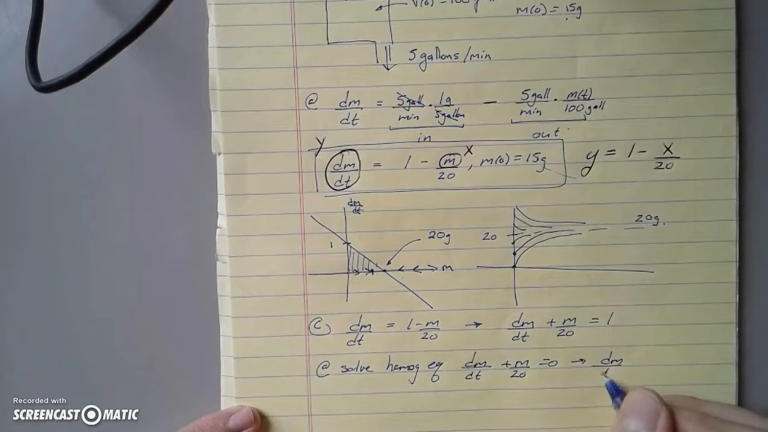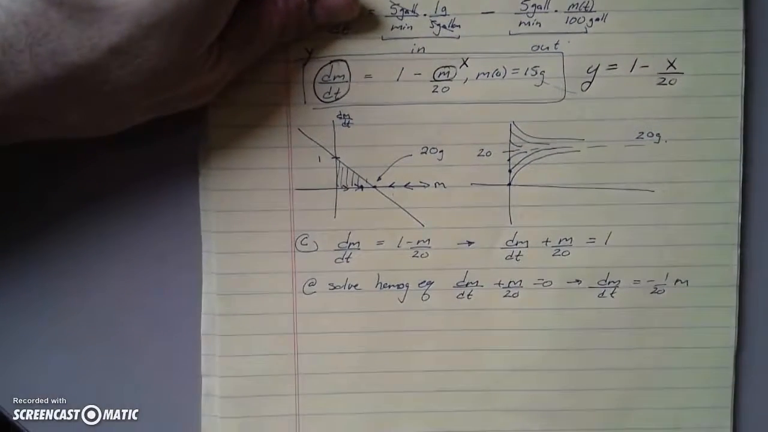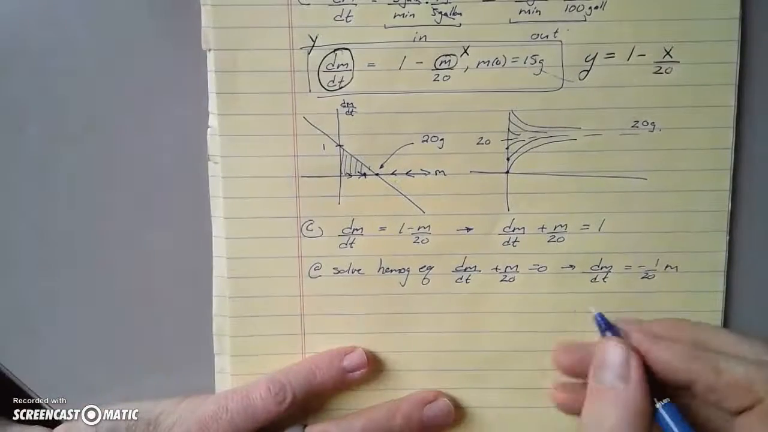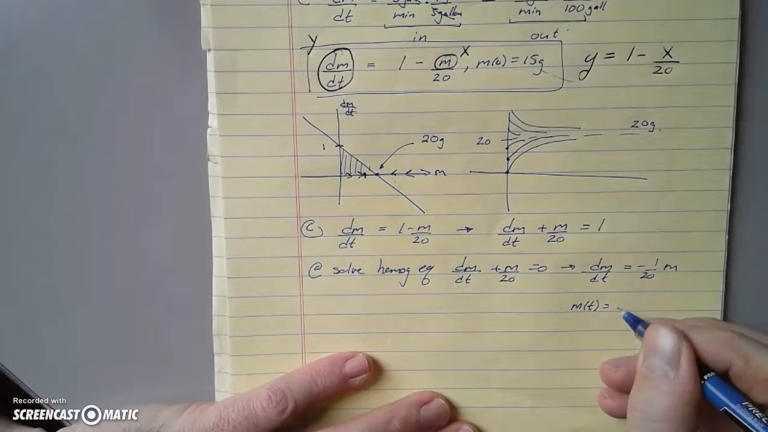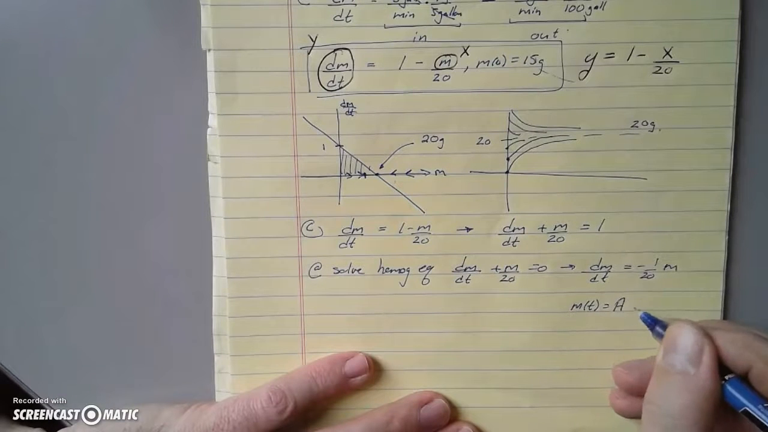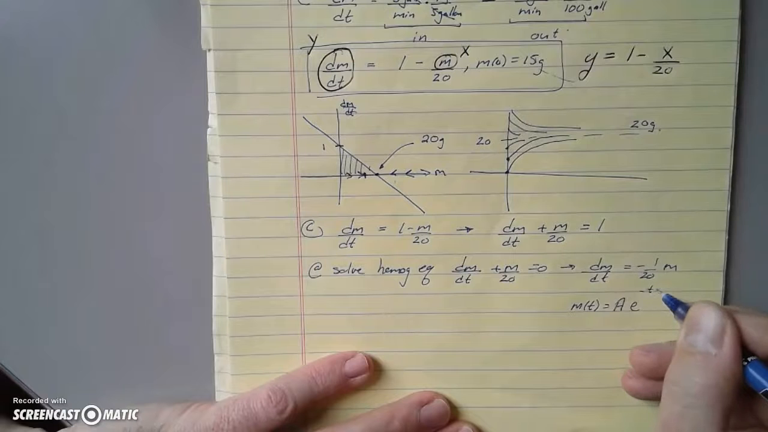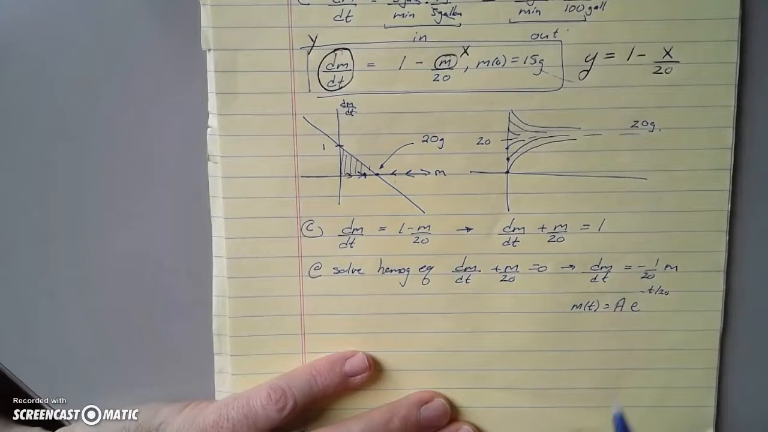Well, that should look like exponential decay with a rate of negative 1/20. So you can either solve that by separation of variables, or again, just notice, and this equation comes up a lot, so it's some number times e^(-t/20). So that's the homogeneous solution.